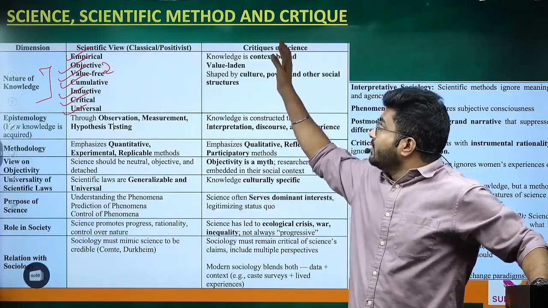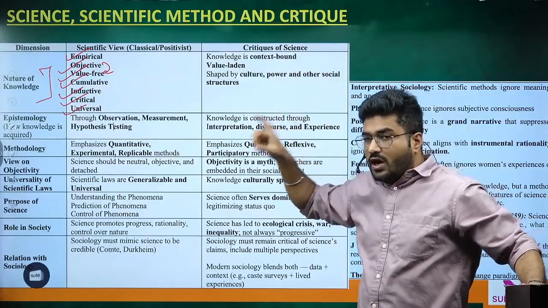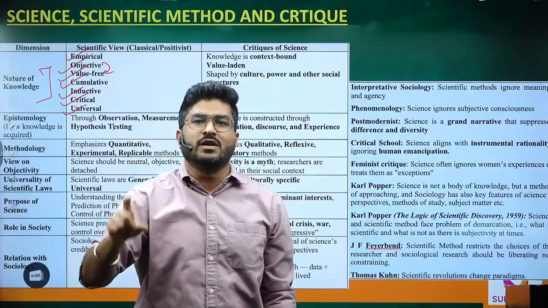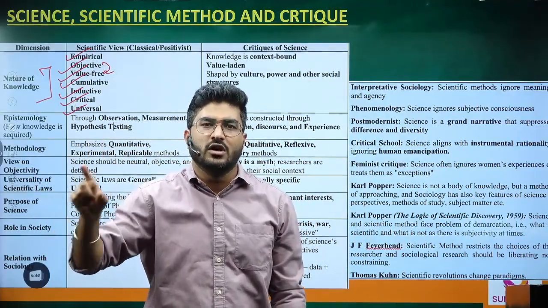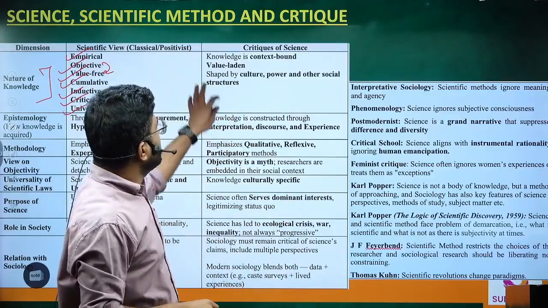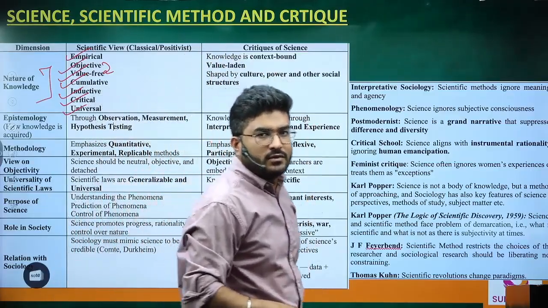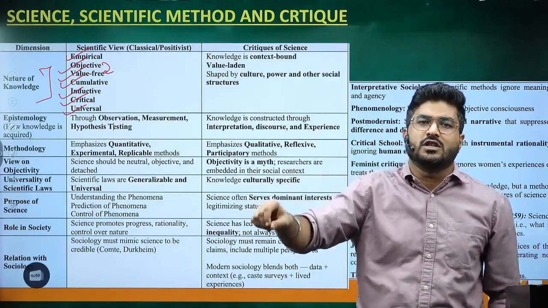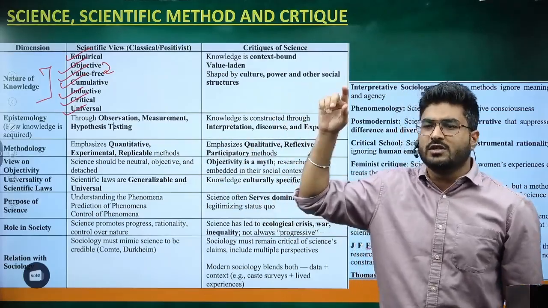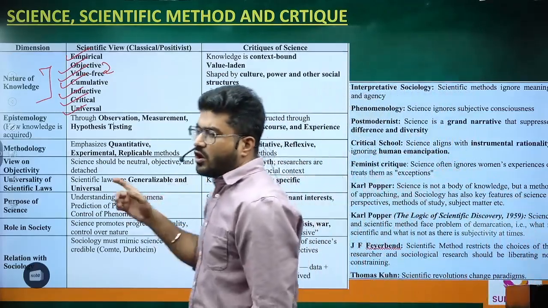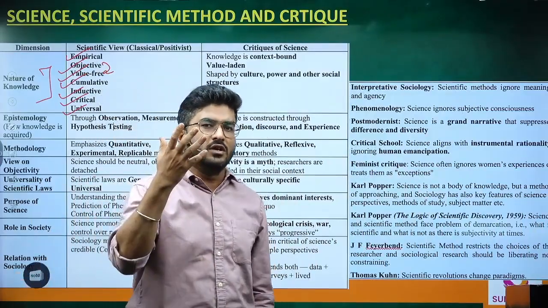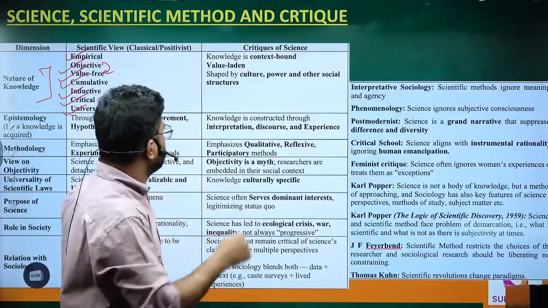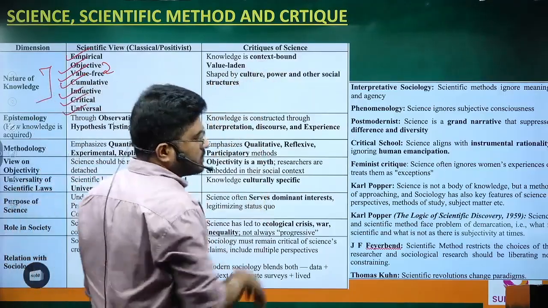Then, what are the critics of science? Critics say that knowledge is context bound. It depends on culture, on social reality, on social institutions. So it is not objective. Then knowledge is value laden. So how does science claim objectivity? Even if the scientist is choosing the subject of research on the basis of values, his educational background, his interest, his upbringing, how will it be value neutral or objective? Then it is shaped by culture, power and other social structures.